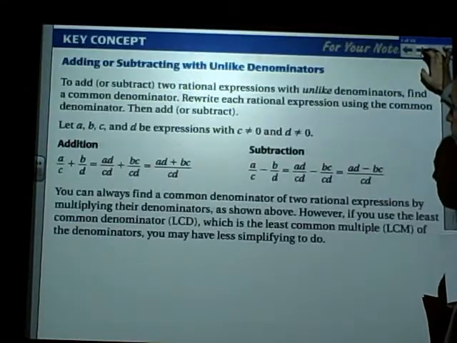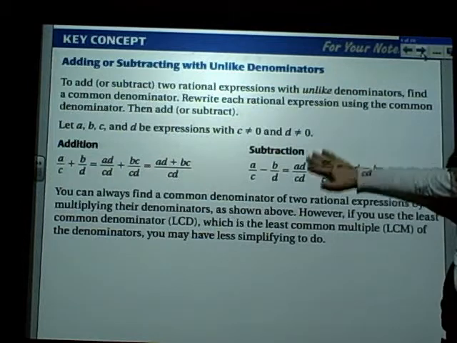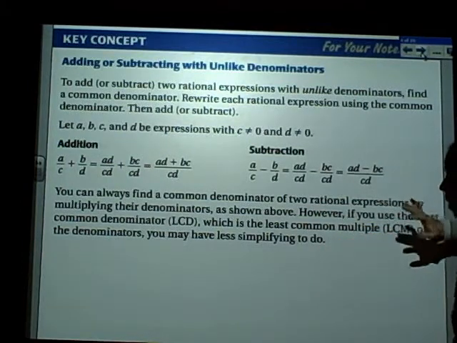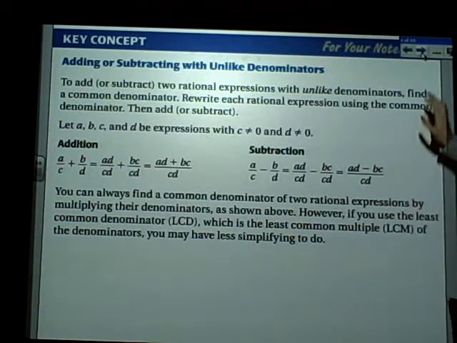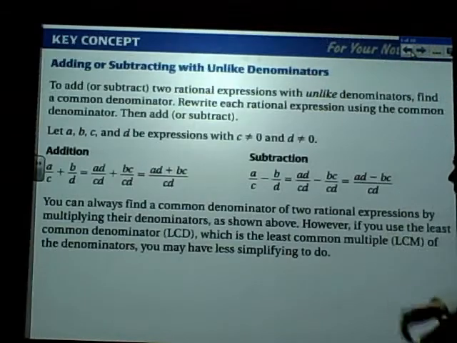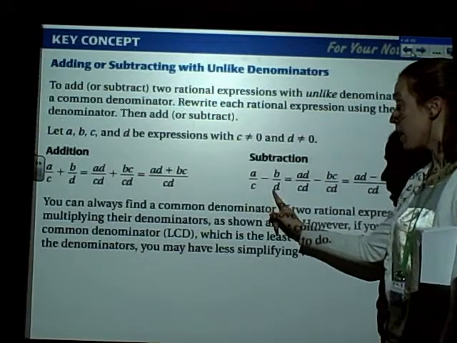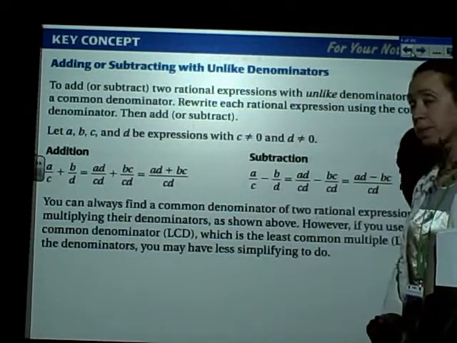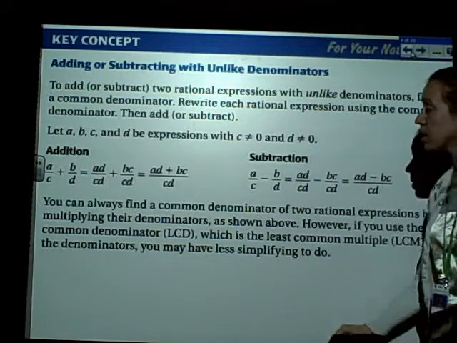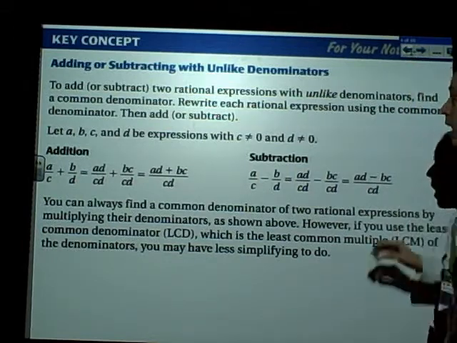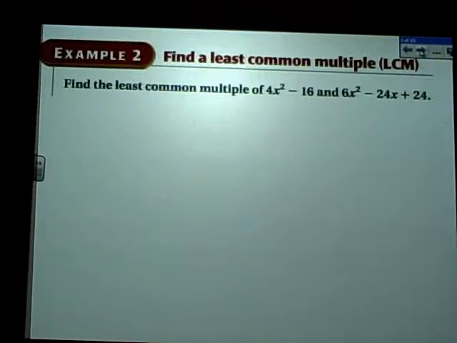Now, sometimes, and this is a lot of words, this is a property again, go ahead and read it in your textbook. Otherwise, please pay attention to these examples. Sometimes you don't have a common denominator. Like, for example, here, they have a C and a D. So what you need to do is find the least common multiple, or find what's in common. Okay, and here they're asking us to do that.